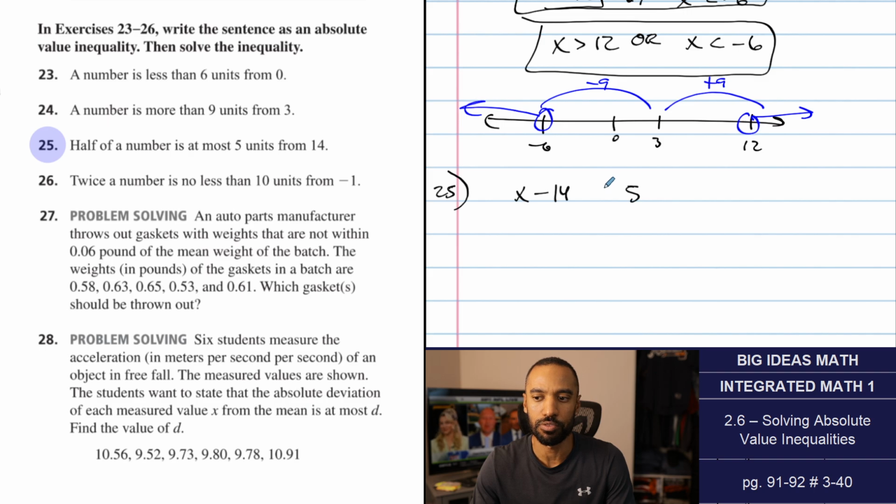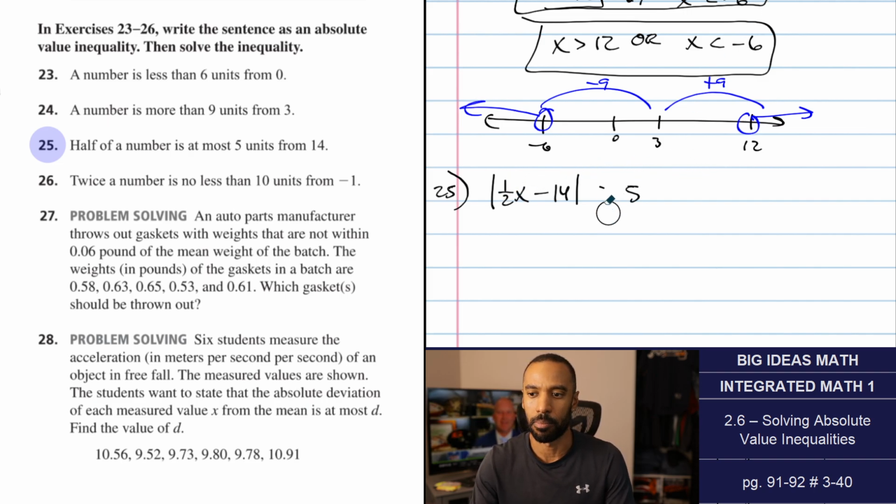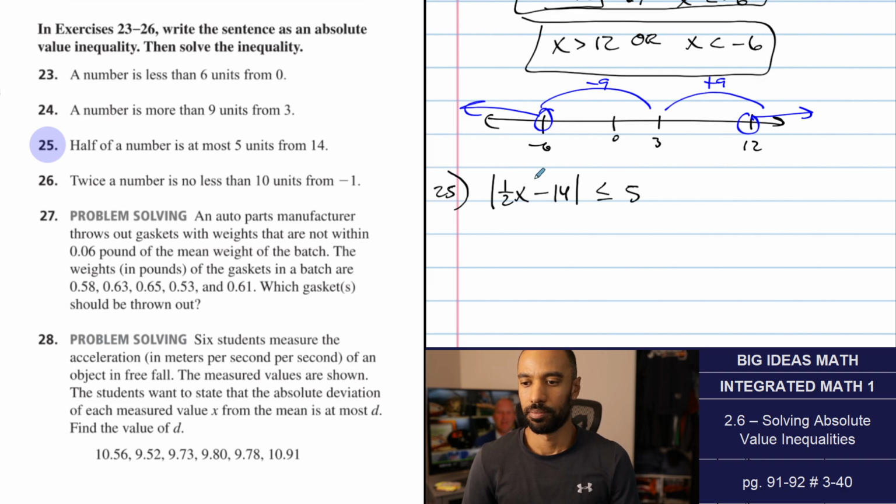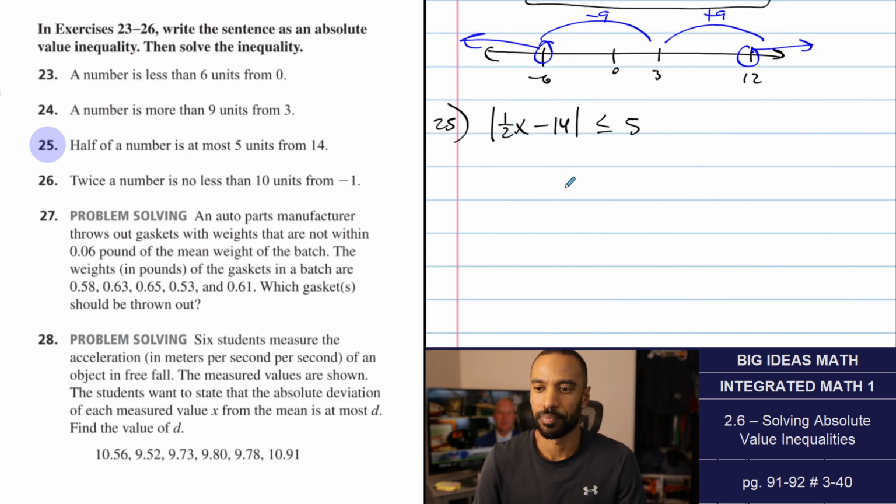If it's at most 5 units from 14, in either direction you'd have this. If you have half of a number, it would look like that. Sorry, at most. At most 5 units from 14 would look like that. So we have that setup. Half of a number is at most 5 units from 14. Boom. So now we're going to be within 5 units from 14 in either direction, 5 or negative 5 for this expression.